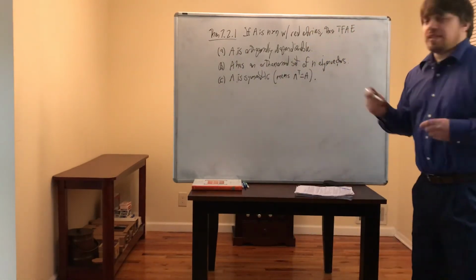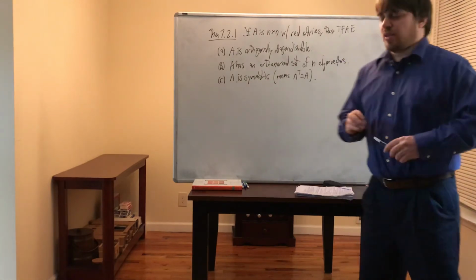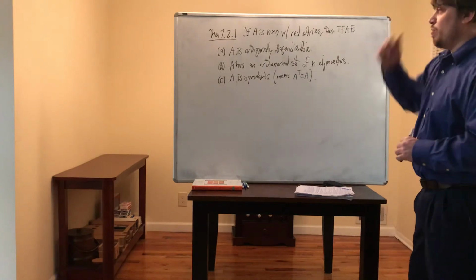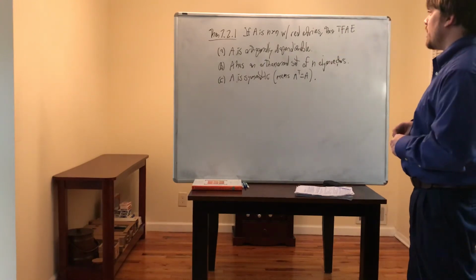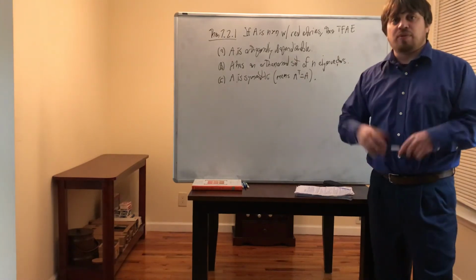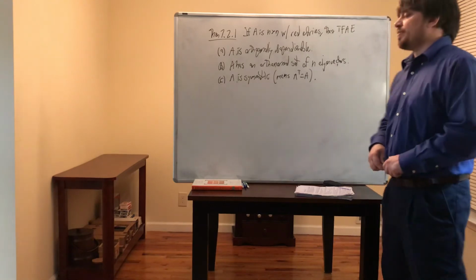Okay, C is the easiest thing to understand, and so I just wrote next to it so you can get 1 out of 3. Making sense. Okay, so theorem 7.2.1 says that if A is an n by n matrix with real entries, then the following are equivalent. Those 3 statements have the same truth value. If one of them is true, all 3 of them are true. If one of them is false, all 3 of them are false.